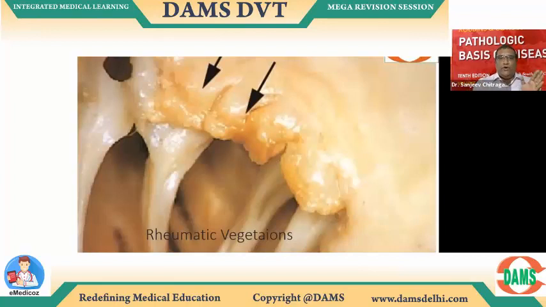I cannot see that because the other cusp of the valve is not seen in this image. This will be the line of closure of the valve. So this is what you are seeing in rheumatic heart disease. It's not rheumatic fever, right? So now if I look at the vegetations, what will be there under them?